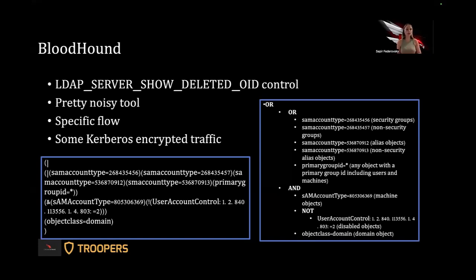So this is one thing. And I also put here a really well-known filter query that Bloodhound performs, and I put the English translation of this query. So you can actually use this as kind of a cheat sheet if you try to understand complicated LDAP filters. So that's quite nice as well.